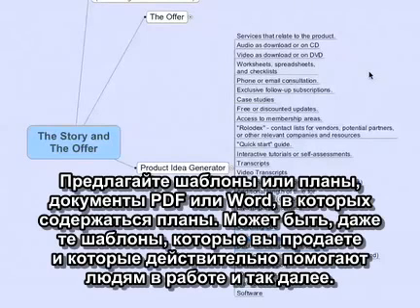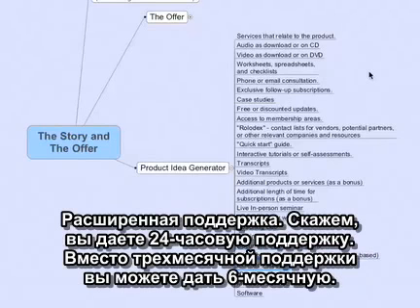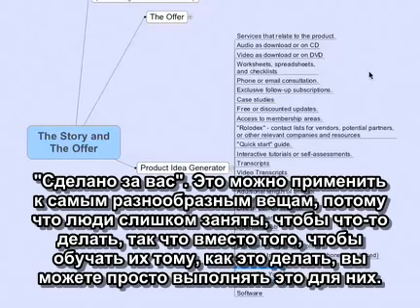Templates or plans, either PDFs or Word documents that give them plans, or maybe you're selling templates that help people do job costing or something like that. Additional training, whether it be in person or chat-based, phone-based. Extended support, like you're going to give 24-hour support, or instead of 3 month support, you're going to give 6 month support. Done for you, all kinds of stuff, because people are too busy to do stuff. So instead of teaching them how to do stuff, actually do it for them.